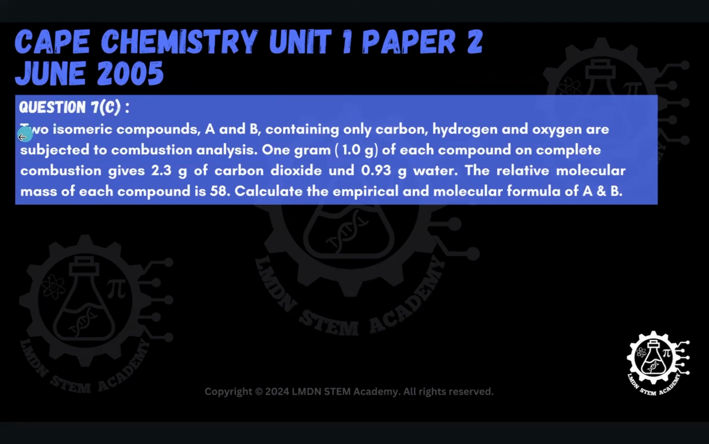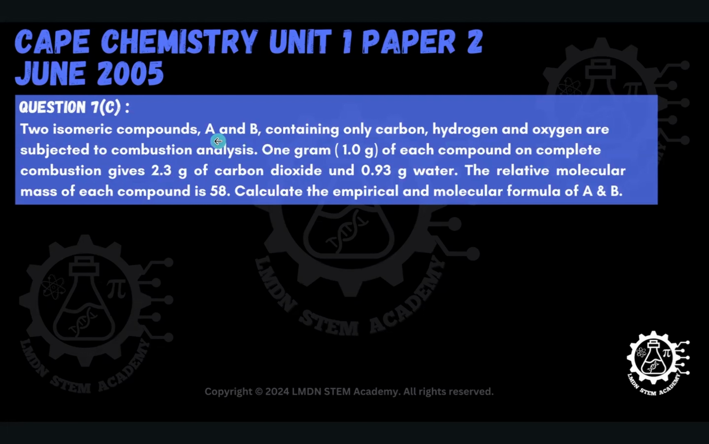It reads that two isomeric compounds, A and B, containing only carbon, hydrogen, and oxygen, are subjected to combustion analysis. 1 gram of each compound, so that's our isomeric compound, on complete combustion gives 2.3 grams of carbon dioxide and 0.93 grams of water. The relative molecular mass of each compound is 58. So we're being asked to calculate the empirical and molecular formula of A and B.